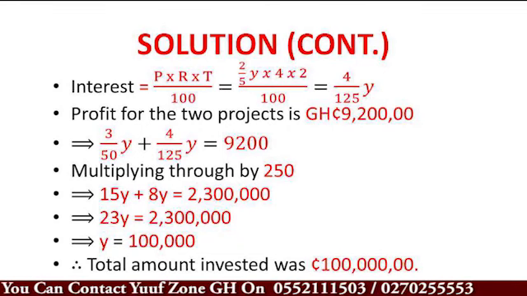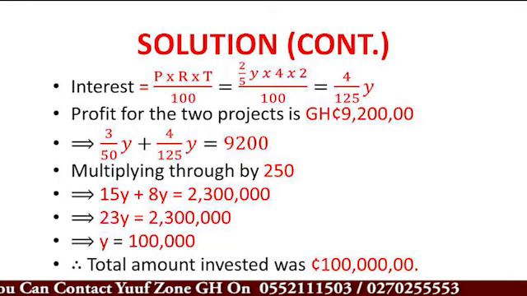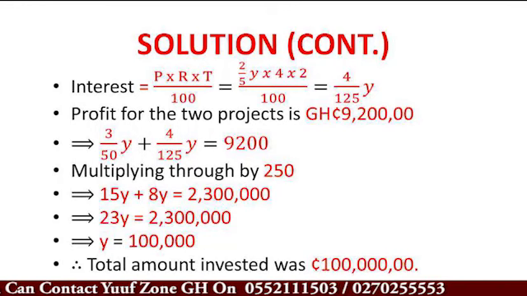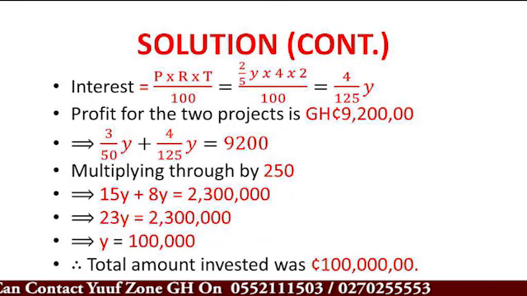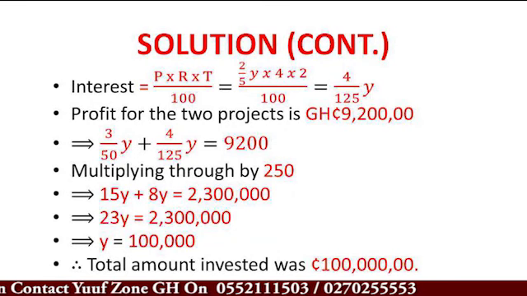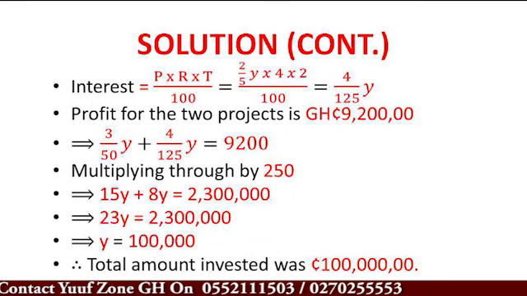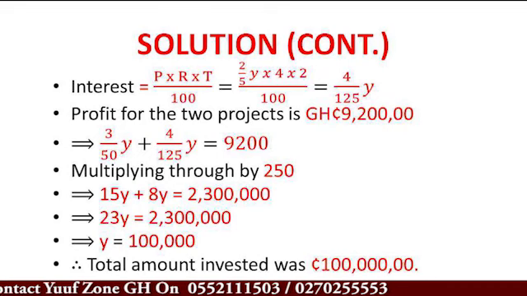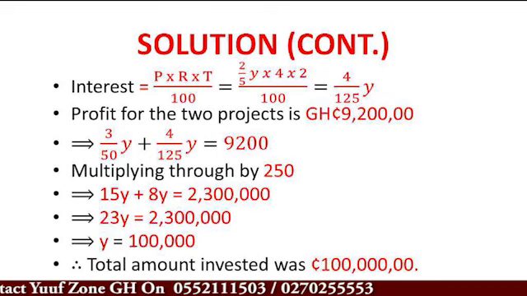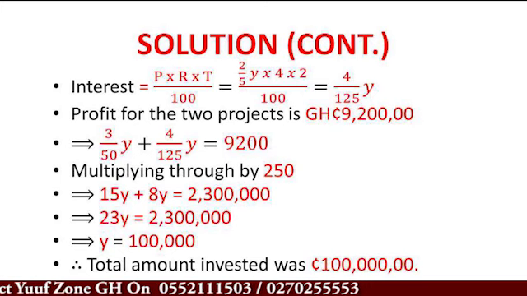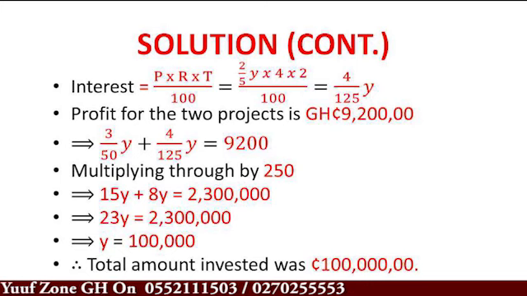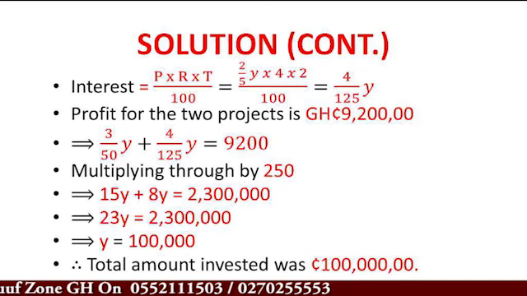So when that happens, you have to look at this particular question. You can see that we are dealing with fractions here, meaning you have to look at the LCM. So for 50 and 125, you have to look for the LCM, and the LCM for 50 and 125 is 250. Let's continue.